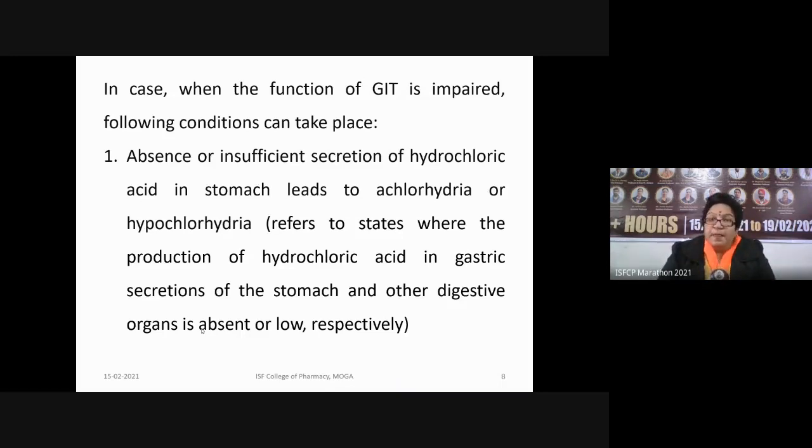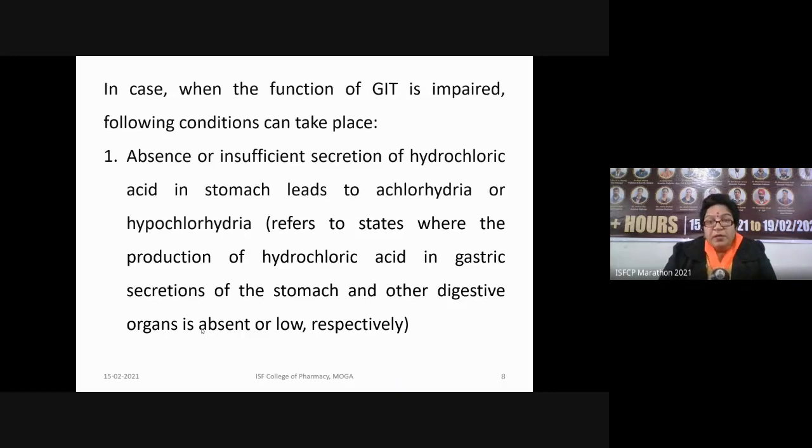If there is total absence, this is known as achlorhydria. A means without or absence. Chlor means chlorine, hydria, so the other term for HCl is chlorhydria. So there is complete absence of hydrochloric acid. The condition is known as achlorhydria or hypochlorhydria. Hypo means a lesser amount of hydrochloric acid will be formed. So, what will happen?